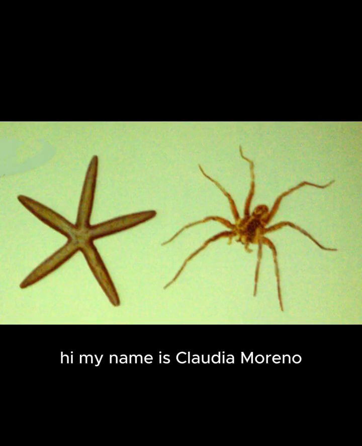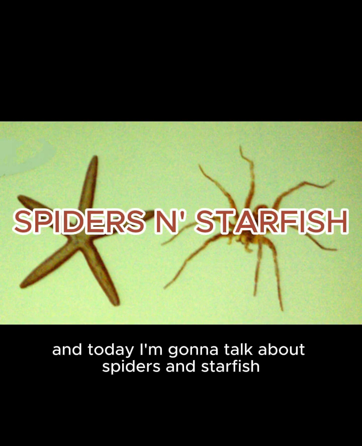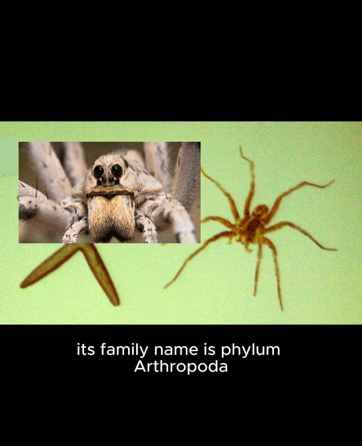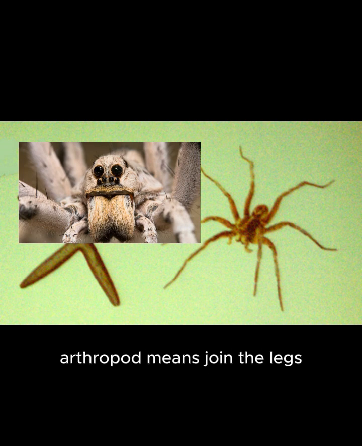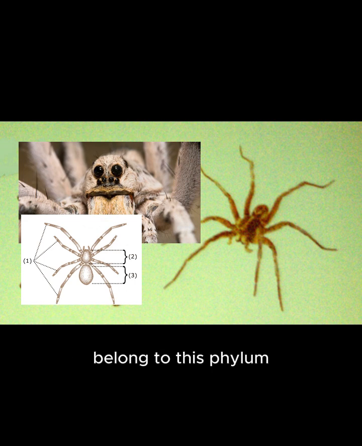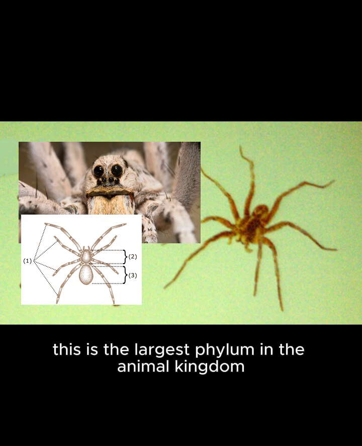Hi, my name is Claudia Moreno, and today I'm going to talk about spiders and starfish. The scientific name of the spider is Araneae. Its phylum is Arthropoda. Arthropod means jointed legs. Animals which have jointed appendages belong to this phylum. This is the largest phylum in the animal kingdom.